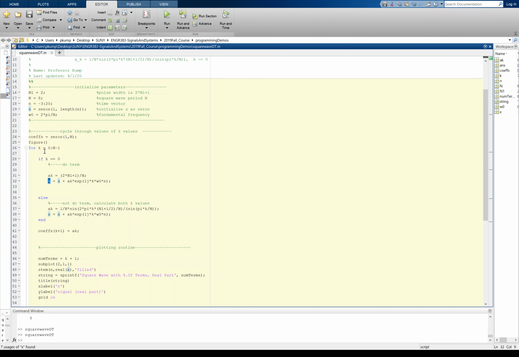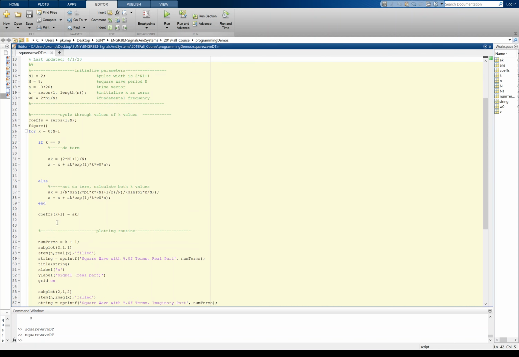For subsequent values of k, this would be the else, I calculate ak based on this expression that we found in a previous video. That's how much of the ingredient. So I take how much of the ingredient, multiply by the ingredient, which is this complex exponential, add it to the bowl, and then update the bowl. And I do this, again, n times. And I keep track of the amount of ingredients so I can make a plot later.